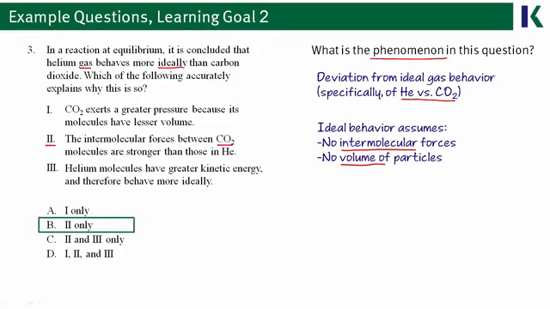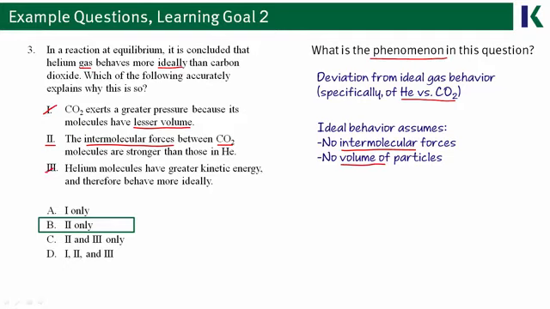Carbon dioxide has larger intermolecular forces than helium, which means it's going to deviate from that assumed no intermolecular forces more so than helium is, which agrees with the phenomenon in the question stem and what we know about ideal gases. Roman numeral 1 is wrong because CO2 particles don't actually have lesser volume, they have greater volume.